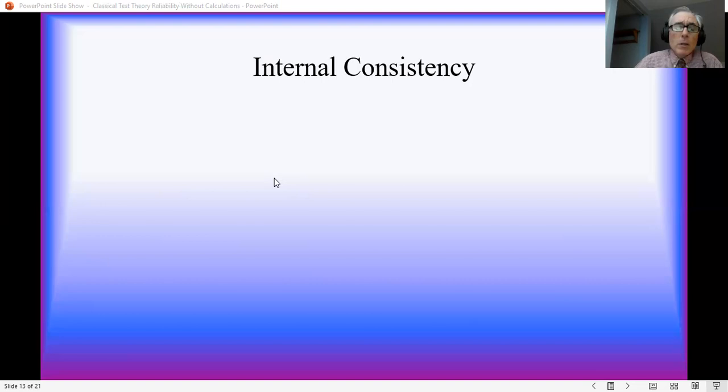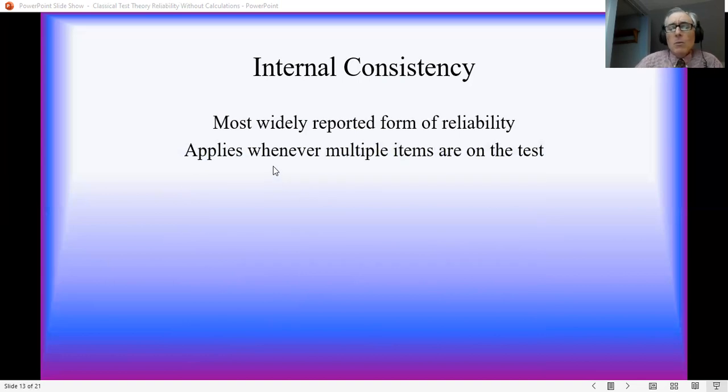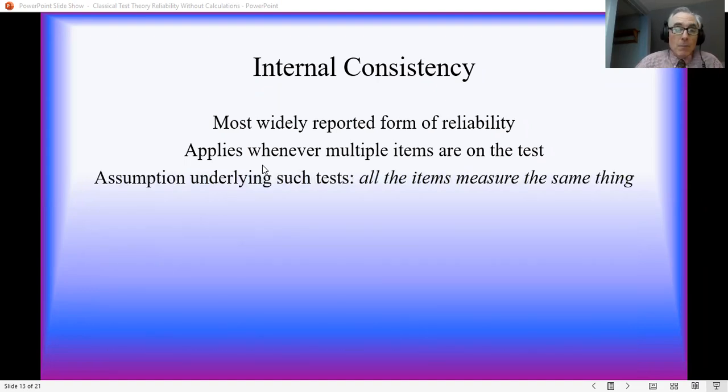This is really the most widely reported form of reliability by far, because it applies to most every test we develop. Not every, but most. You have a 10-item quiz, you're adding the scores for 10 items. Each item's a measurement. You're saying that the 10 items are measuring the same thing. Prove it. That's your goal here.